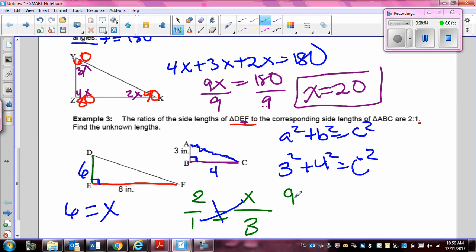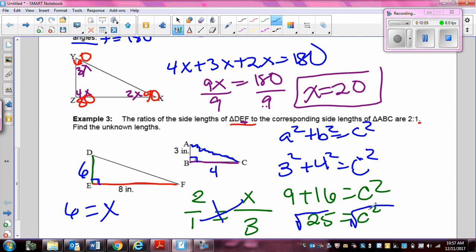3 squared is 9, 4 squared is 16, equals c squared. That is 25. 9 plus 16 is 25. And we're trying to get rid of the squared right here. We don't want to know what c squared is. We want to know what c is. So in order to get rid of that squared, to cancel it, you've got to take the square root of each side. So then you'll get c by itself is equal to 5. 3, 4, 5.